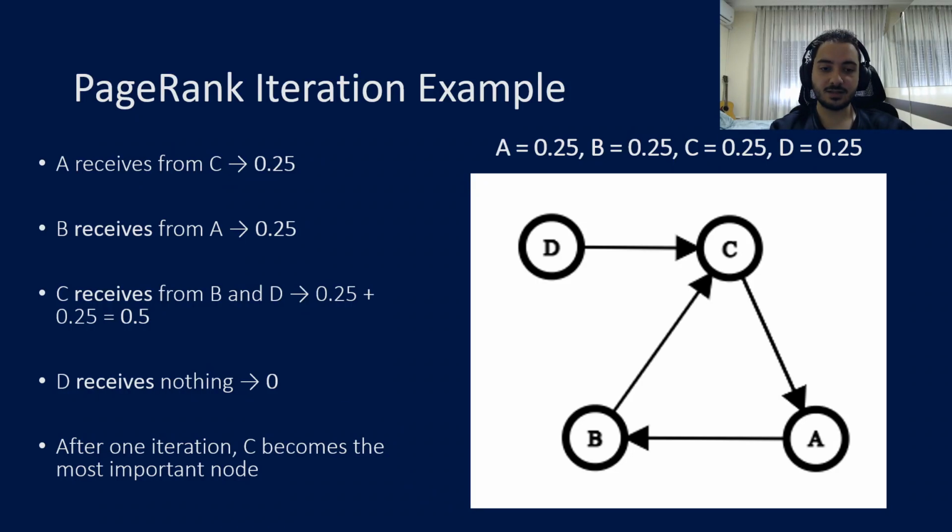If we repeat this process multiple times, the values will continue to update until they stabilize, giving us the final ranking of nodes based on their influence. This example shows how PageRank captures both direct and indirect influence, making it more effective than simple methods like degree centrality.